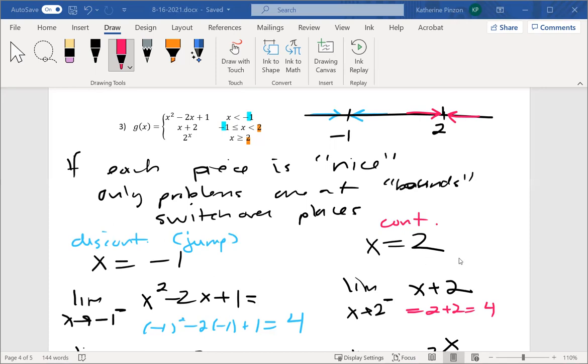Okay, there's my picture. At -1, we have this big old jump, which is what we saw when we did those limits. At 2, the purple graph and the black graph touch each other, right? They meet right there. So nice and continuous. I mean, it's a jagged line, but it's okay. I don't have to lift up my pencil to draw it. Okay, snip it.